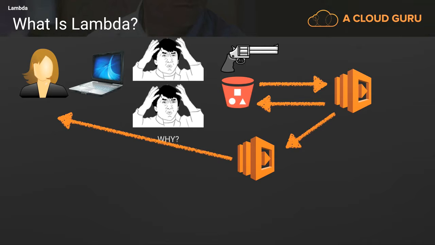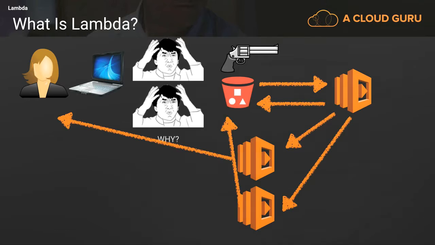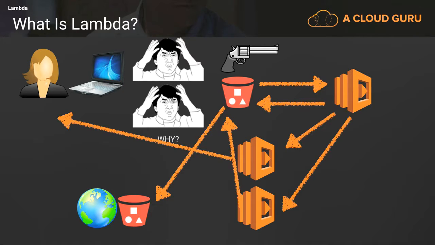Now our Lambda event might then trigger another Lambda event, and this is basically returning the image location of the new file back to the user. It might then trigger another Lambda event, which will then take the image that's in this S3 bucket and copy it across to another S3 bucket somewhere else in the world.